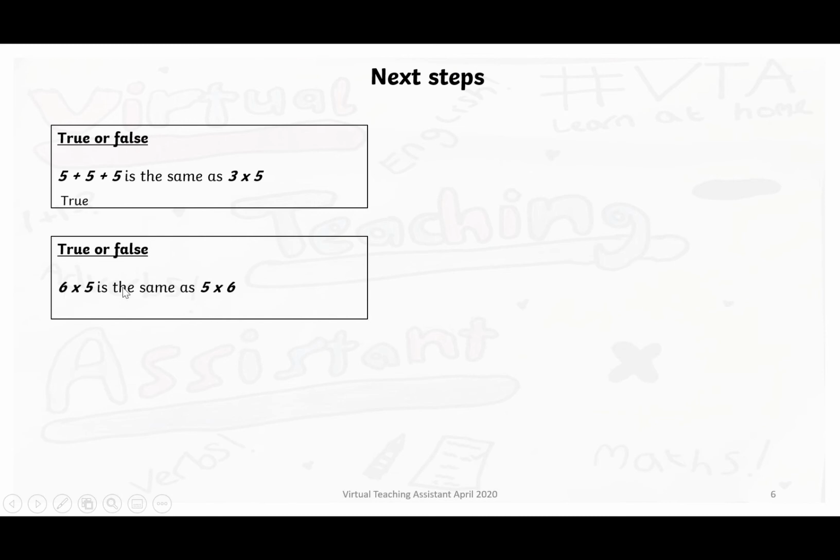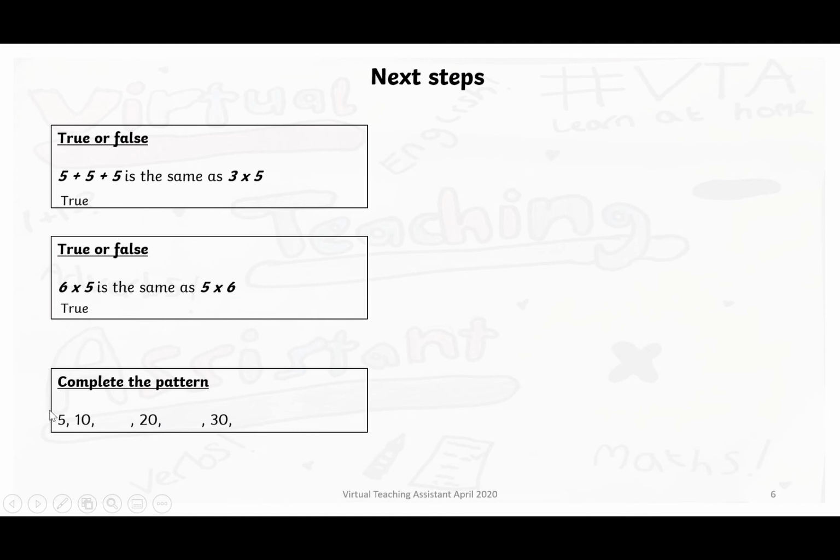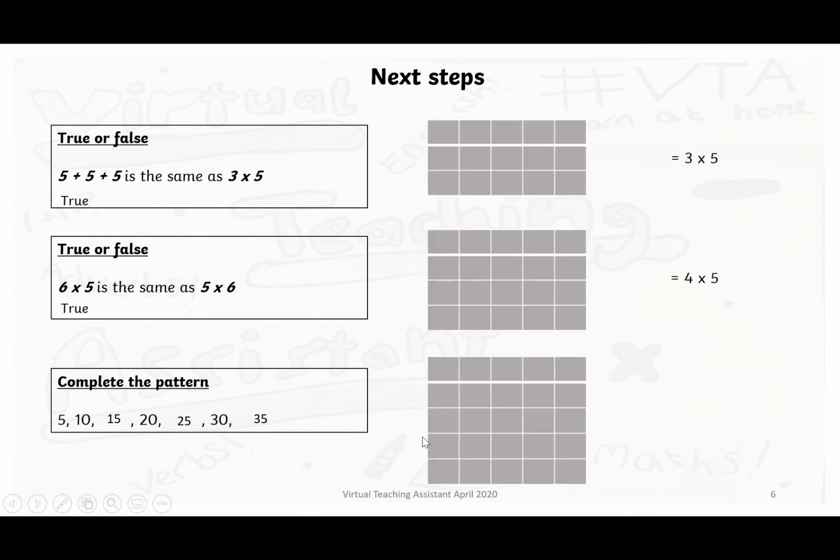Again, 6 times 5 is the same as 5 times 6. Well, we learnt on the previous screens that it doesn't matter which way around you have it with multiplication, so that's true as well. And then another thing you might do is complete the pattern. So you could chant 5, 10, and then they fill in the blanks. So it'd be 15, 20, 25, 30, 35. Yeah, these are all things just to build on it and solidify knowledge and depth of understanding.